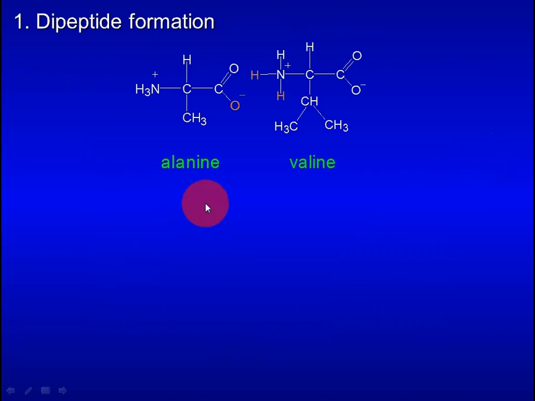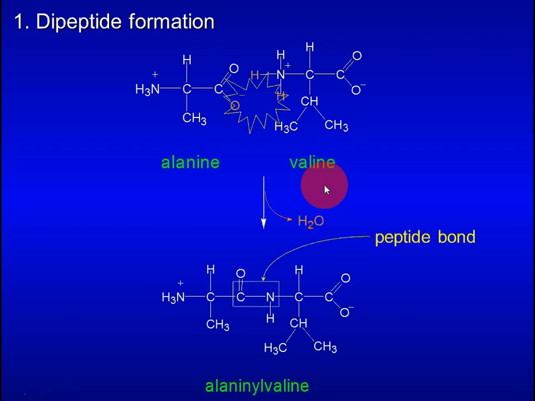Here are 2 amino acids. The carboxyl group from one amino acid combines with the amino group from another amino acid. After eliminating one water molecule, a peptide bond is formed. Now, each amino acid is called an amino acid residue.